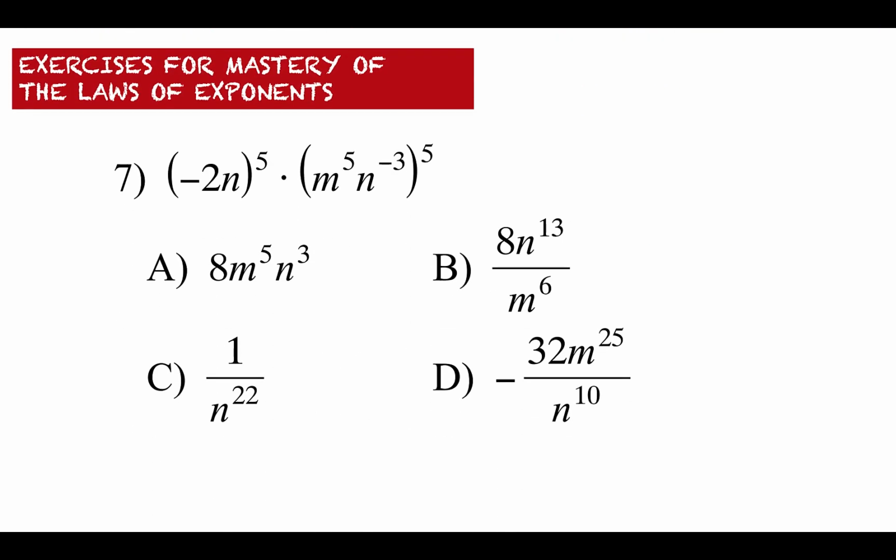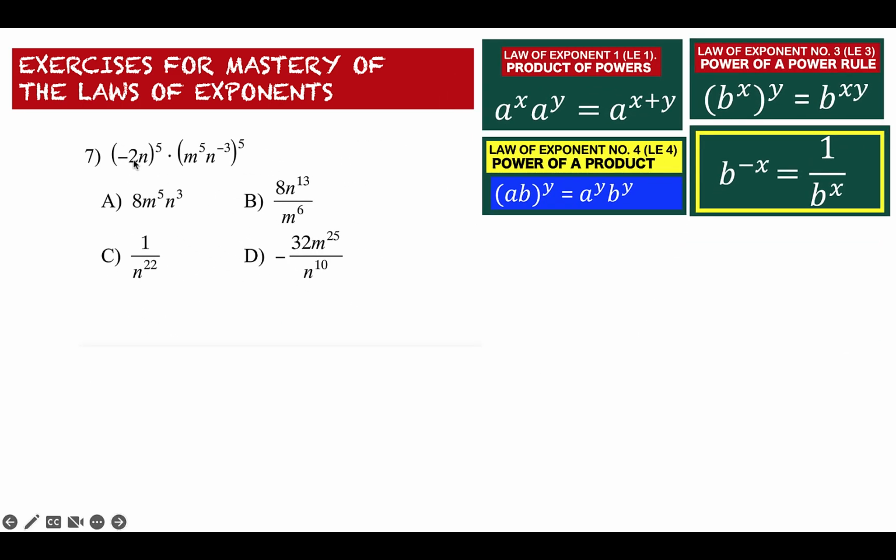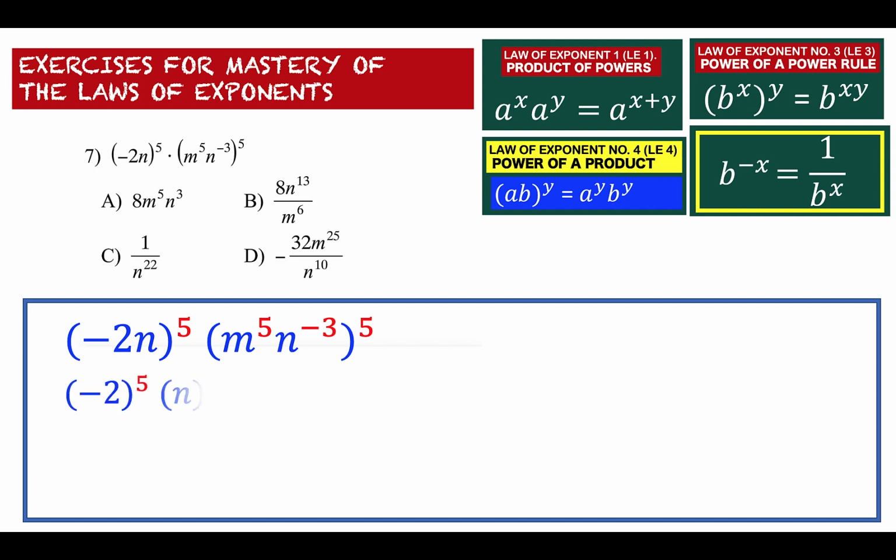Problem number 7. We have negative 2n to the 5th times the quantity m to the 5th n to negative 3 all raised to the 5th. What laws of exponent will we use? Here, for the first and second factors, we use law of exponent number 4 respectively. So let's expand it. We apply the exponent 5 to negative 2, and to n, that is what we expand here in the two factors: m to the 5th raised to the 5th, and n to negative 3 raised to the 5th.